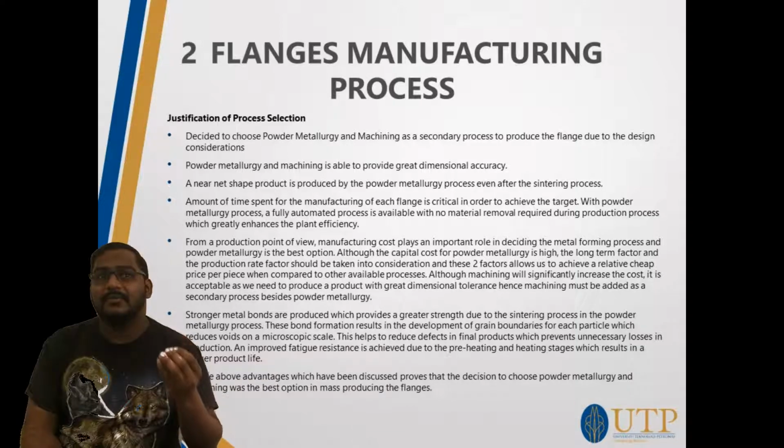Stronger metal bonds are produced, which provides greater strength due to the sintering process in powder metallurgy. This bond formation results in the development of grain boundaries for each particle, which reduces voids on a microscopic scale. This helps to reduce defects in the final products, which prevents unnecessary losses in production, and improved fatigue resistance is achieved due to the preheating and heating steps, which result in a longer product life.